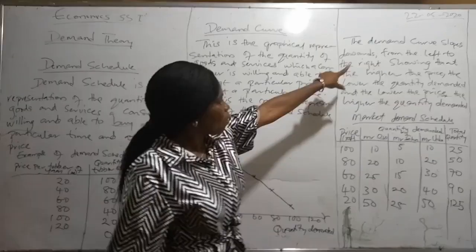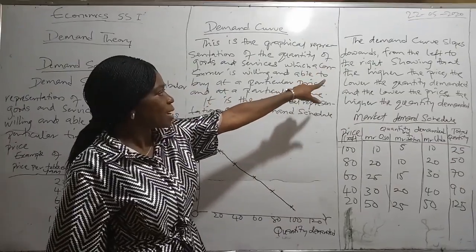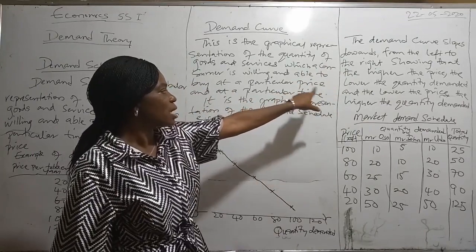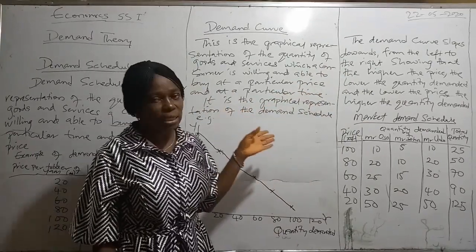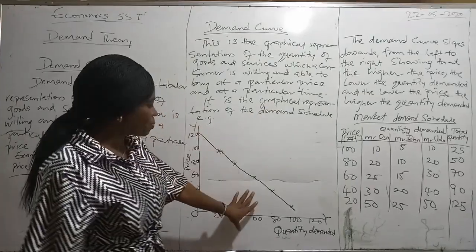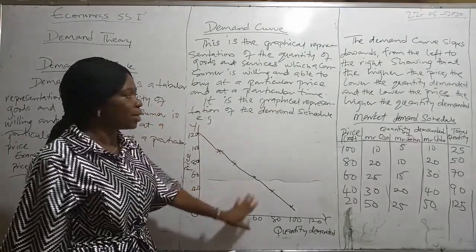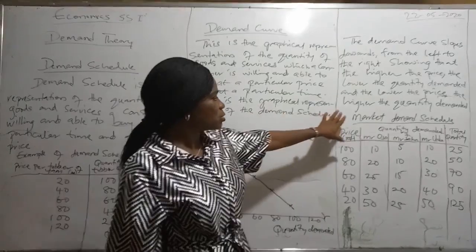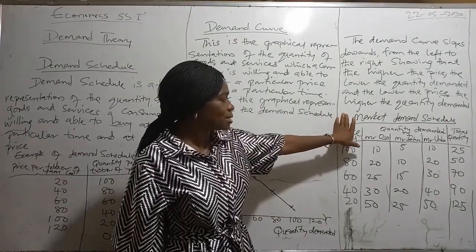The demand curve slopes down from the left to the right, showing that the higher the price, the lower the quantity demanded, and the lower the price, the higher the quantity demanded. You can see it represented in the graph form here. Now let's go down to the market demand schedule.